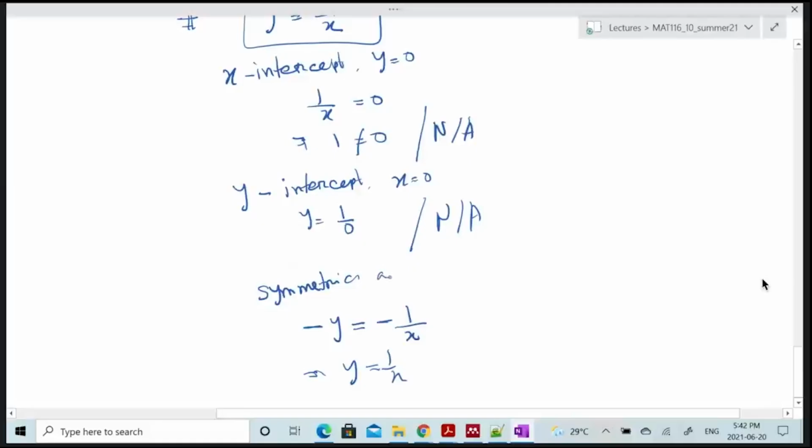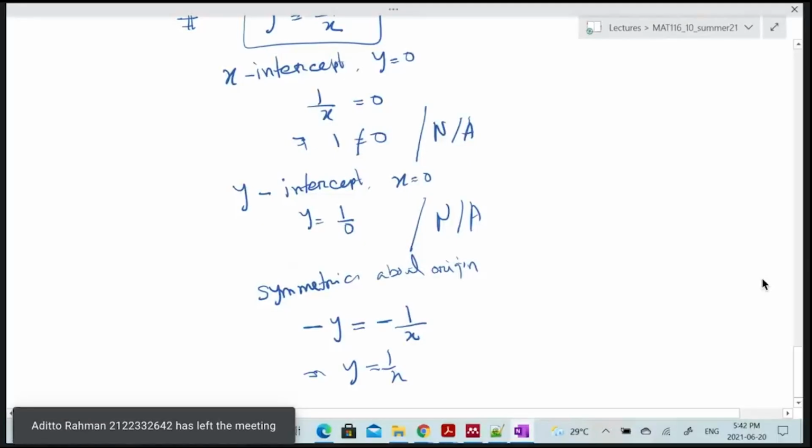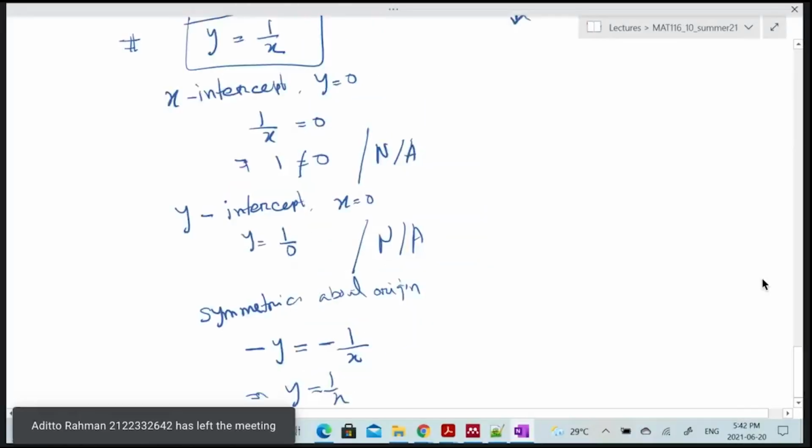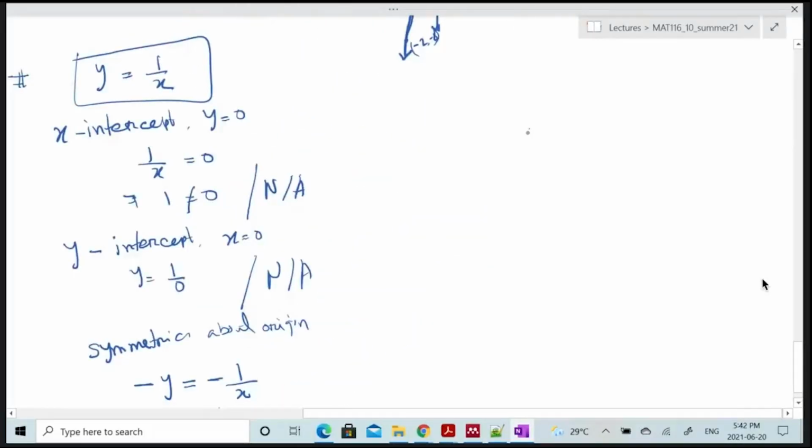So it's symmetric about origin. Both will be replaced with minus, so minus will be cancelled out. So now if I want to draw the graph of it, okay, so I pick the point x and y. So I know I cannot put x equal to 0. So I say I pick x equal to 1. So y is going to be 1.